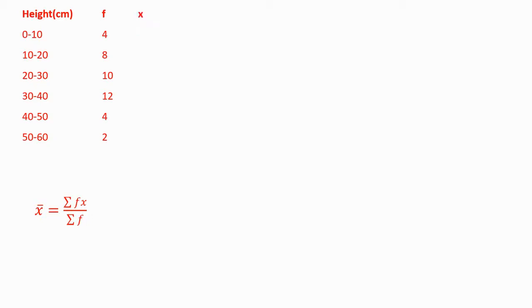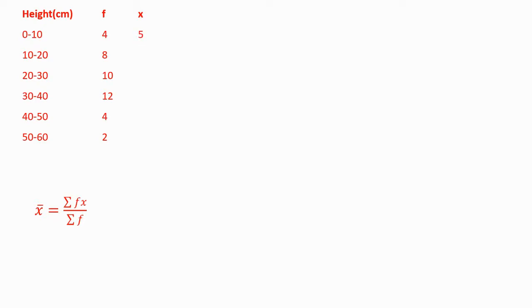And to find the midpoint, you take the upper limit of the class minus the lower limit of the class, divide by 2, then you add that value to the first figure in the class. So for example, where you have the class 0 to 10, the upper limit is 10, the lower limit is 0. So 10 minus 0, which is 10, divided by 2 equals 5. Then 0 plus 5 equals 5. So the midpoint in the first class is 5.